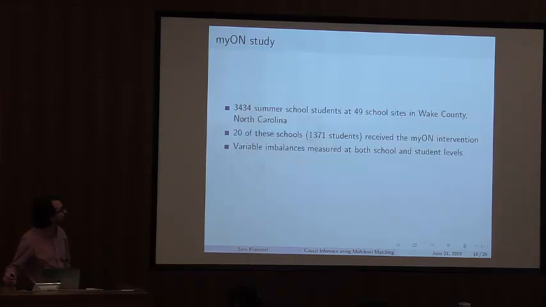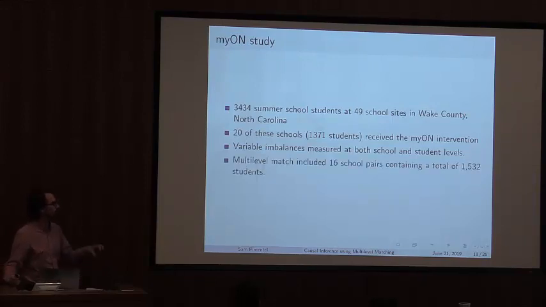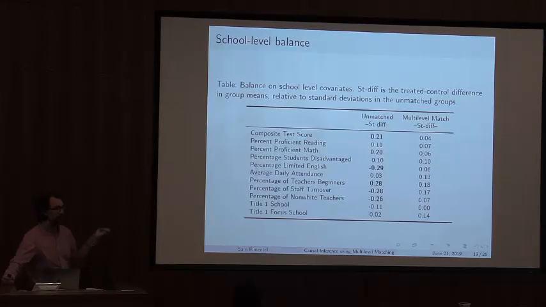So back to Wake County. This is what we're trying to measure. We're trying to measure the impact on an individual student of their school getting this Mayan access. Initially, the data is imbalanced, so we're going to try and do a multi-level match to fix these imbalances. After the match, we end up with a much smaller data set. We're down to only 16 school pairs and about 1,500 students. But this data set is actually much better for measuring causal effects because we get much better balance.